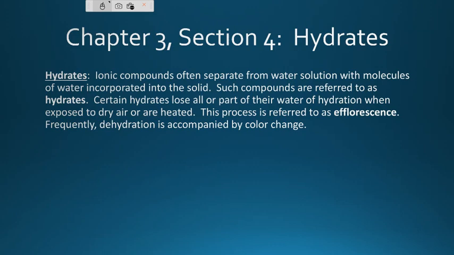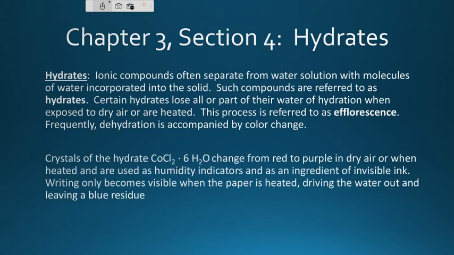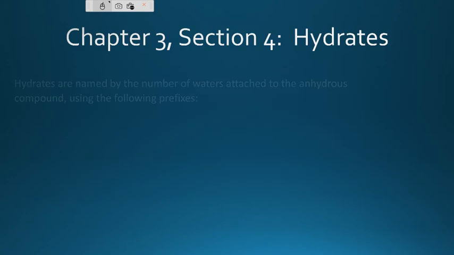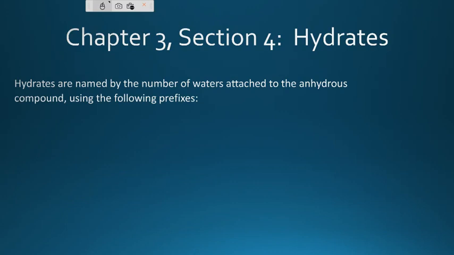And so we can use that to figure out how much water is in there, and we can tell that the water is out because frequently dehydration is accompanied by a color change. So, for example, crystals of the hydrate cobalt 2 chloride with 6 molecules of water in it does change from a red to a purple in dry air. And this is used as an ingredient of invisible ink and other things. So writing only becomes visible when the paper is heated, driving out that water, leaving a blue residue. So just a common application, I guess, more than anything else.